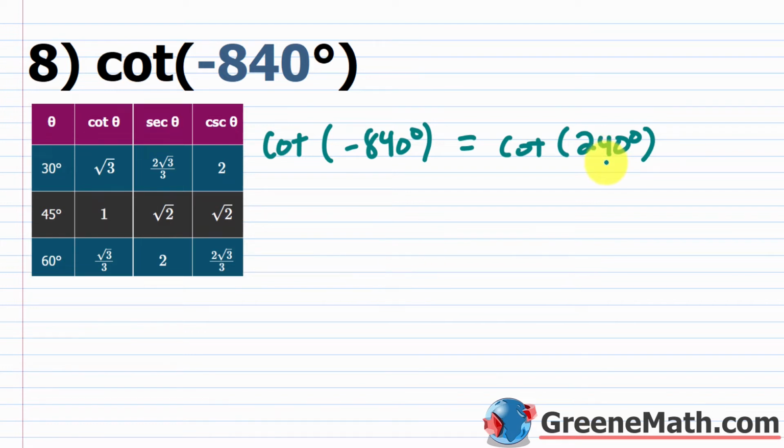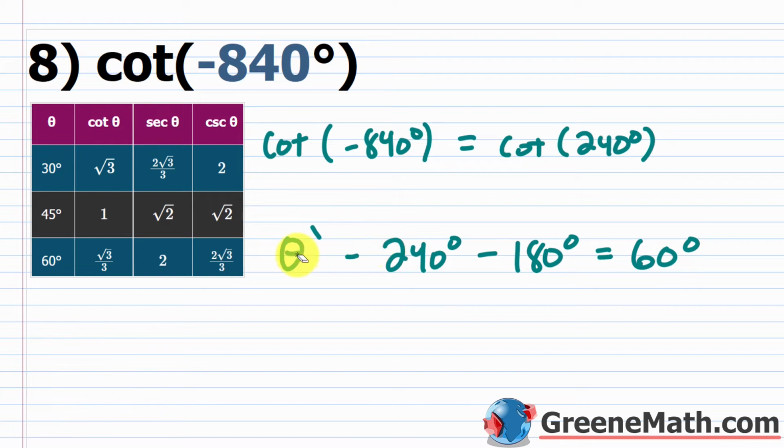And then again, I'm going to think about my reference angle here. I'm going to be in quadrant 3. So once again, your theta prime is going to be that angle, 240 degrees, minus, again, you've got to take that straight angle away, the 180 degrees. So this is going to be 60 degrees. Okay, so that's my reference angle.